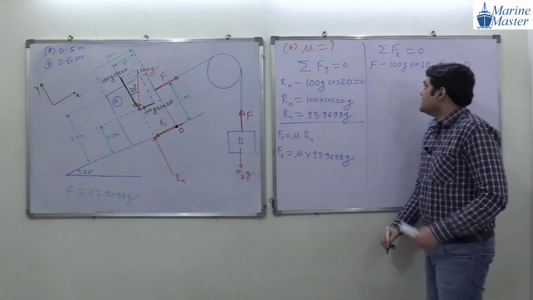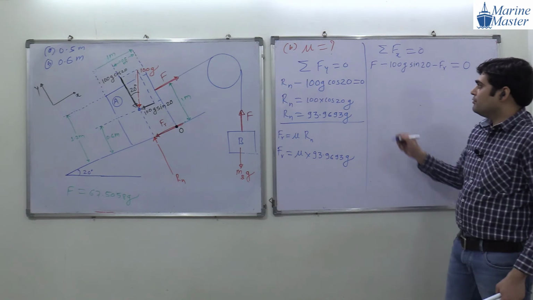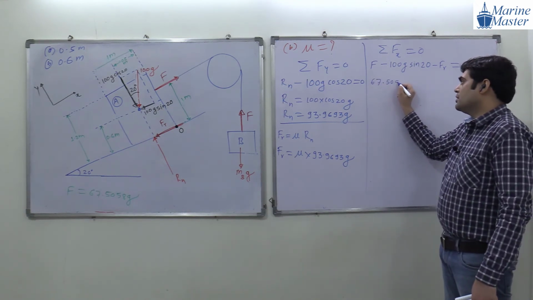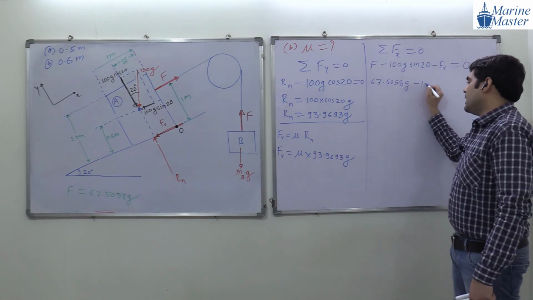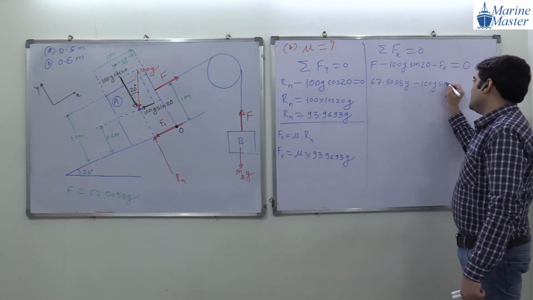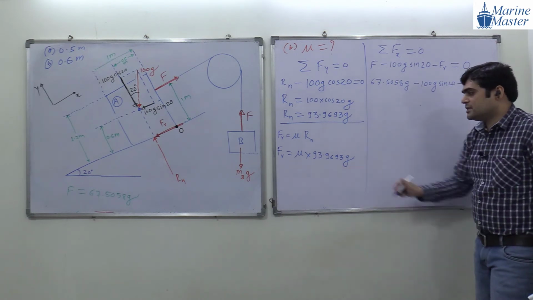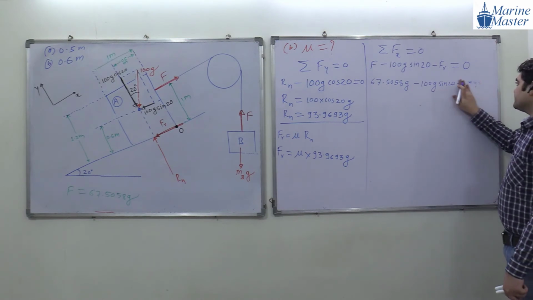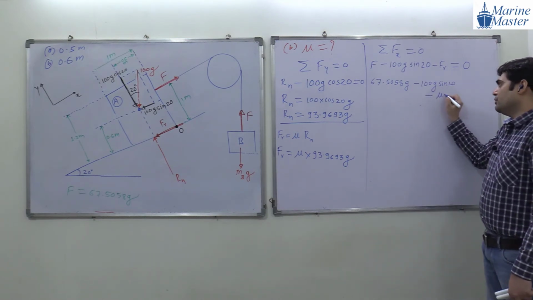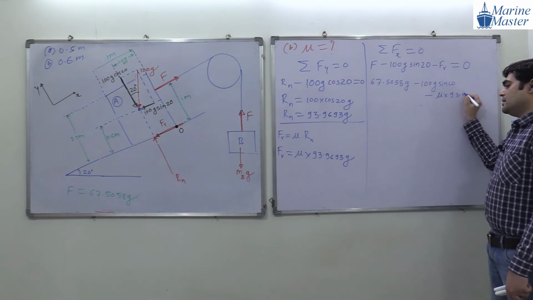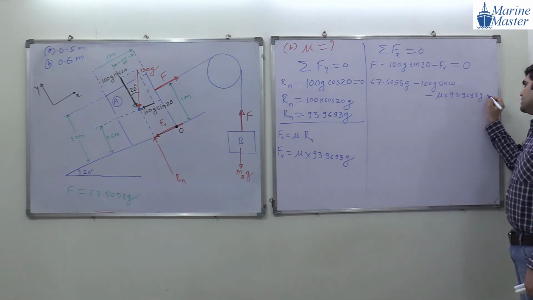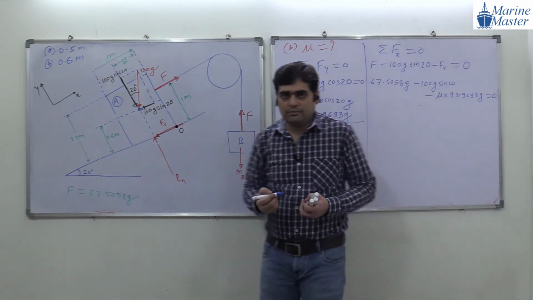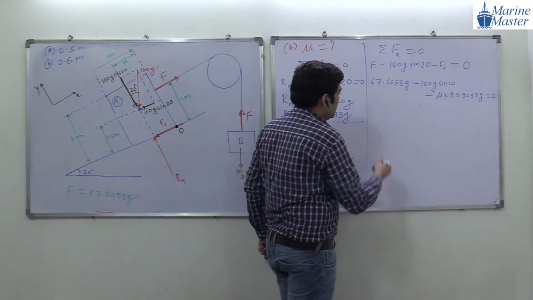Okay. So, guys, see. What is the value of F? Value of F is 67.5058G minus 100G sin 20. See the point. Fr is how much, guys? Mu into 93.9693 into G, so minus mu into 93.9693 into G is equal to 0. So G is here common in every term, guys.